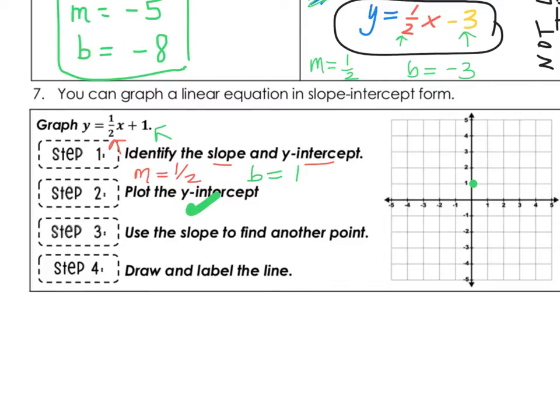How do we do that? Remember, slope is rise over run. So from the 1, we're going to rise 1 and run 2. And then once we get to that new location, we put another point. That's right here. Then do it again from that point. Slope is 1/2, rise 1, run 2, and put another point.